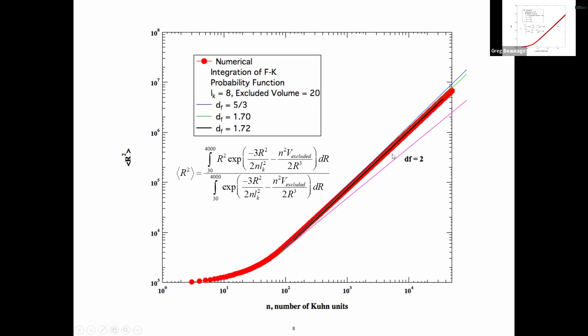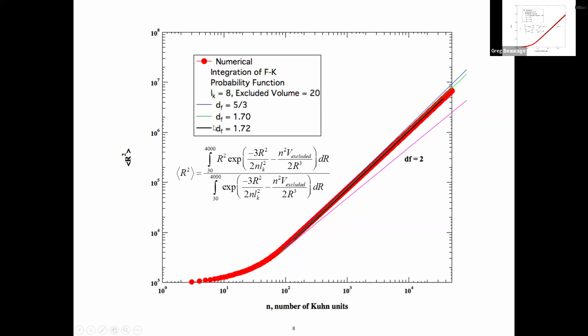On the log plot, if it was Gaussian, it would follow this purple power 2. And then our prediction of 5/3 is this blue line, it overshoots it. Then the actual slope of this thing is 1.72. And then the computer simulations give something like 1.70.